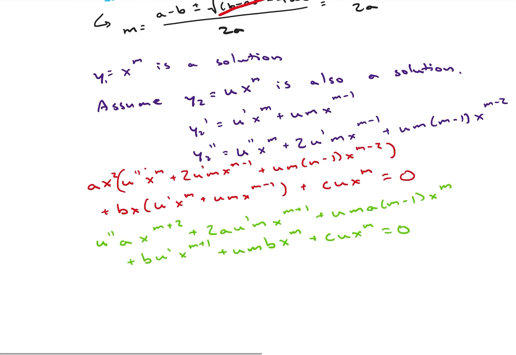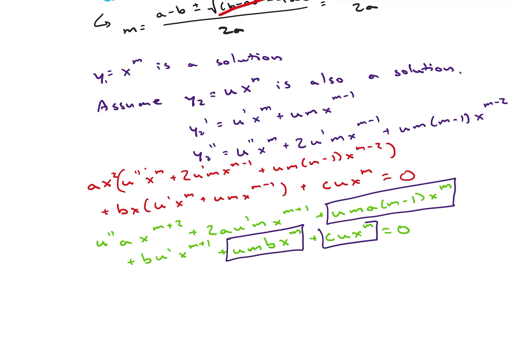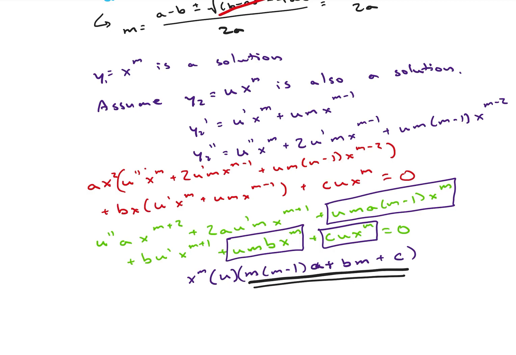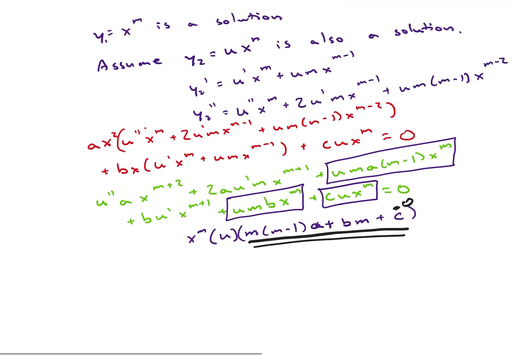So I'm going to go ahead and pull a few things out. I'm going to pull out this term, and this term. If we pull those out, we can see that we have x to the m in all three of those, and we're going to be left with u in all three of those as well, times a m(m minus 1) plus b m plus c. And if you look at this, we've already shown above that this is equal to 0. So those three terms are all going to be 0 in our expression.